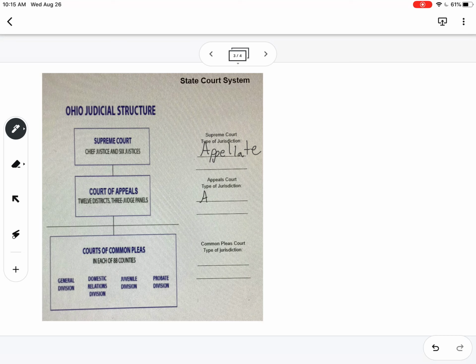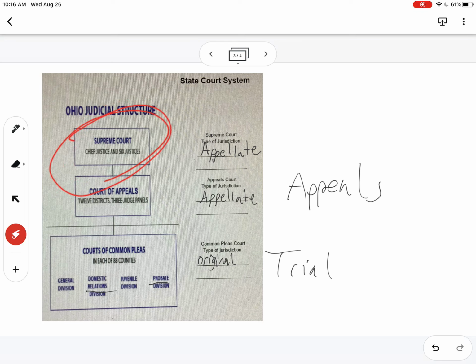So, Court of Appeals, per its name, appellate. And then that means that the Court of Common Pleas, which are all these different kinds of courts, including ones with limited jurisdiction like probate, traffic, relations, and all that kind of stuff, they have original. So these are going to be your trial courts. These are your appeals courts per their name. And then this is the top state appeals court, basically the state Supreme Court. So similar to this federal system, but a little different when you get to the top. All right?